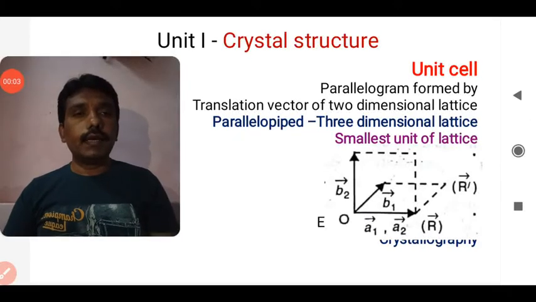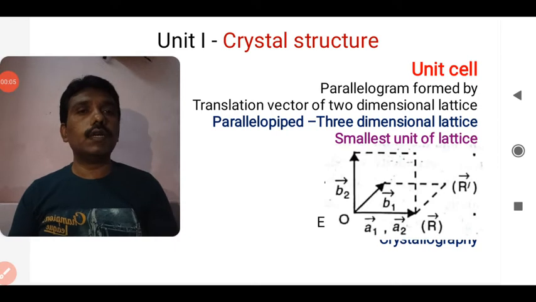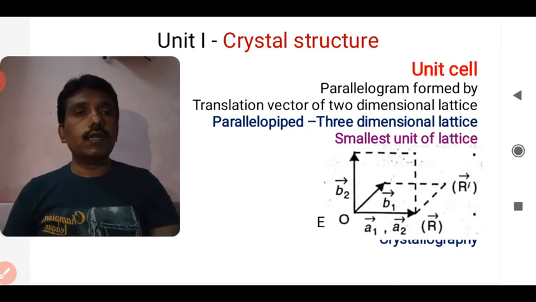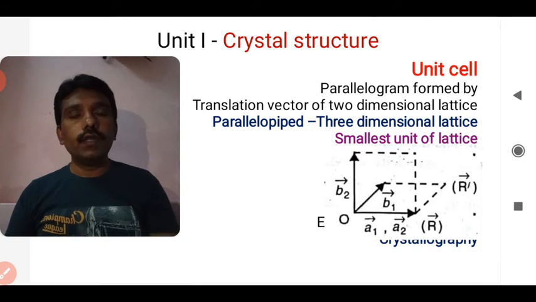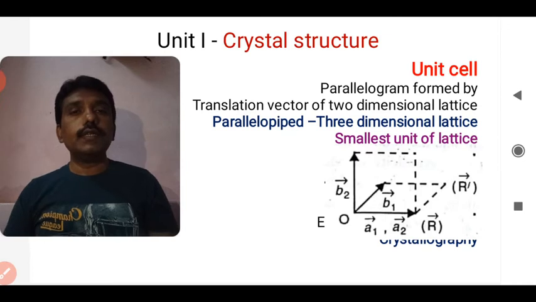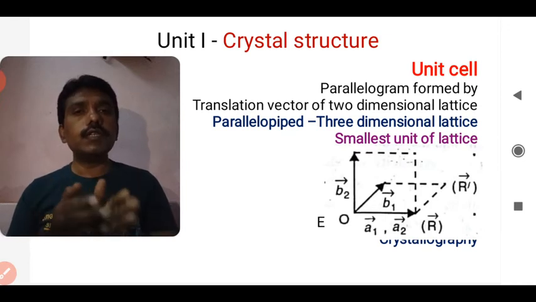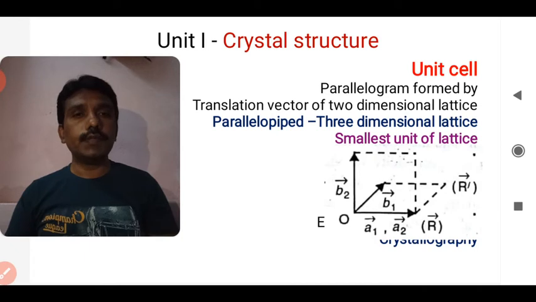Welcome back, guys. Here we are looking at the crystal structure again, in which we are looking for the unit cell. As for the translation vectors, we have seen in detail that there are primitive and non-primitive translation vectors. This unit cell is based on these translation vectors.